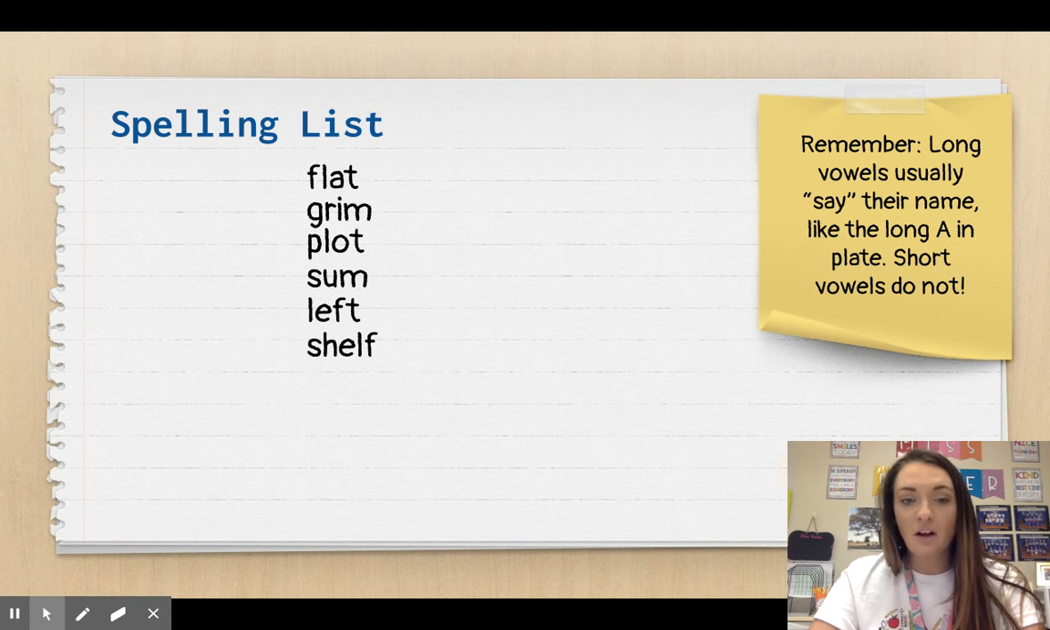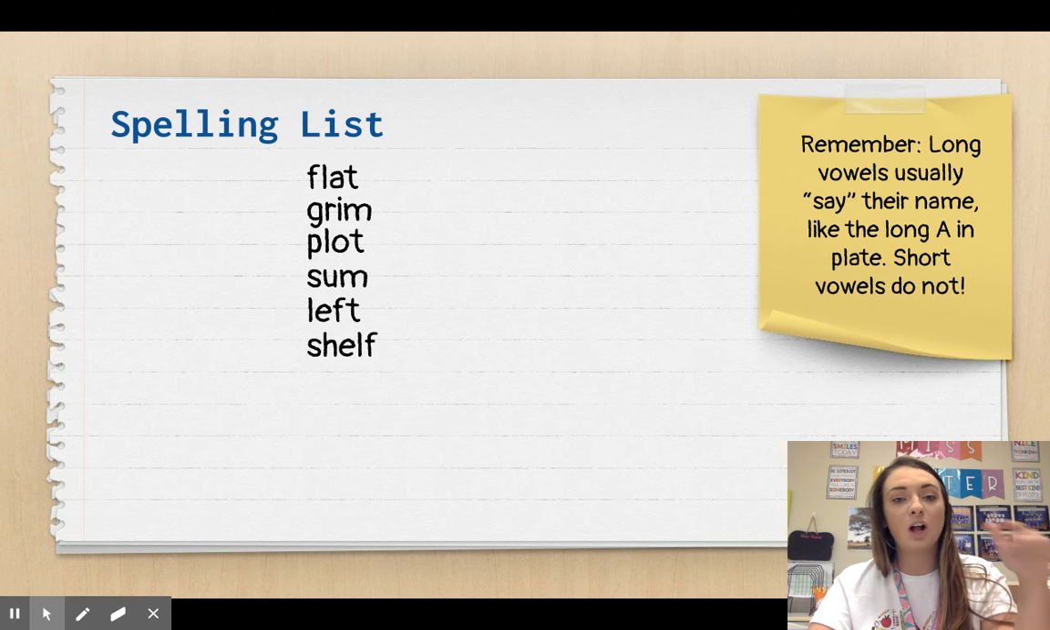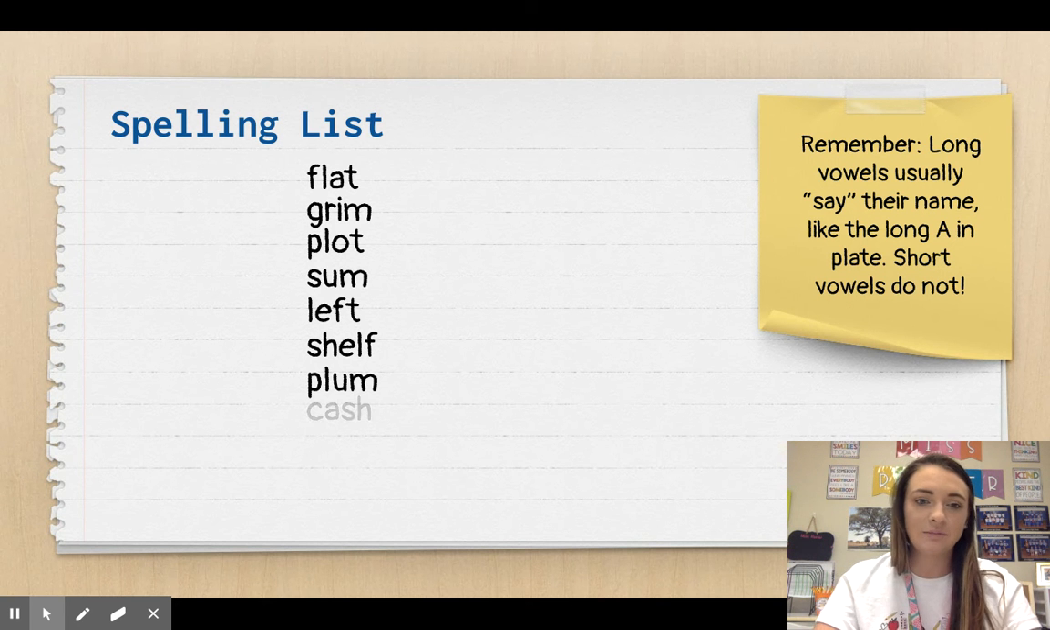Next word is shelf. You guys probably know what a shelf is. It's something that you put on the wall to hold different items. A plum. Plum is a type of fruit. It's a little bit smaller than a peach, and usually they've got a dark purple, reddish tint to them. Cash, that's another word for money or dollar bills. You could say you have cash.